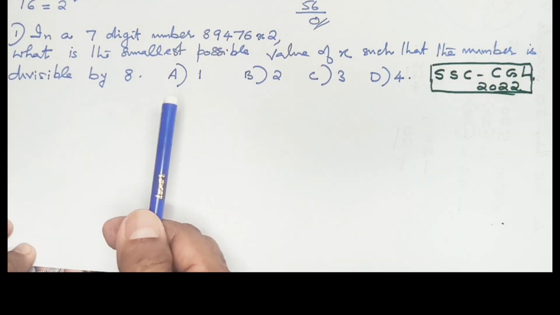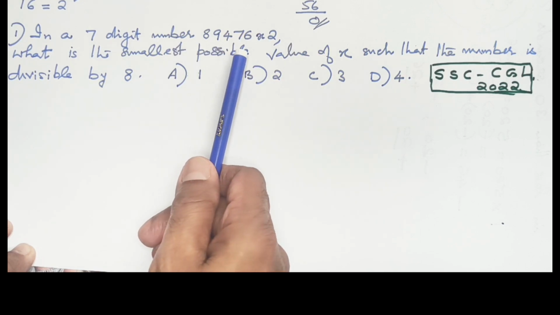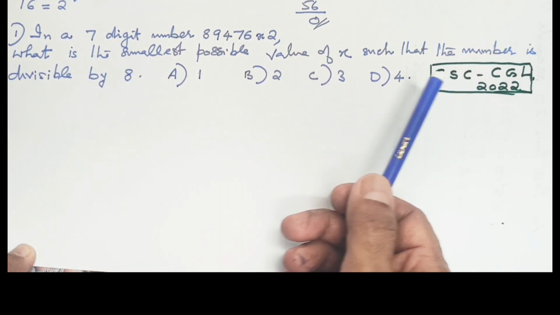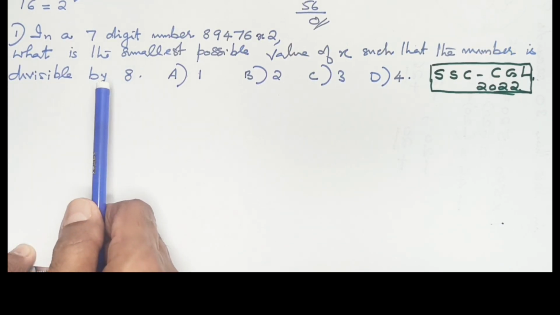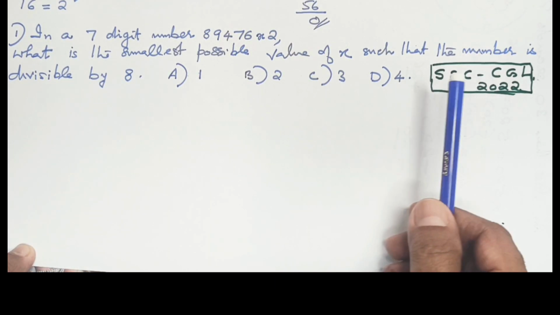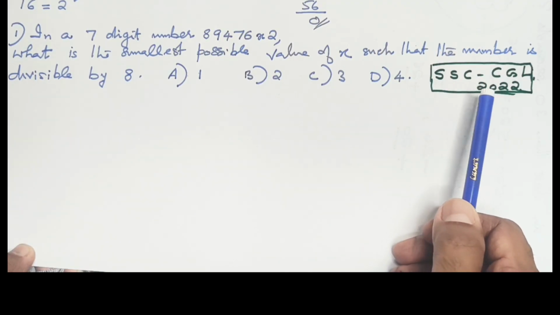In a 7-digit number 89476x2, what is the smallest possible value of x such that the number is divisible by 8? These are the 4 options given. And this is a question asked in SSC 2022.